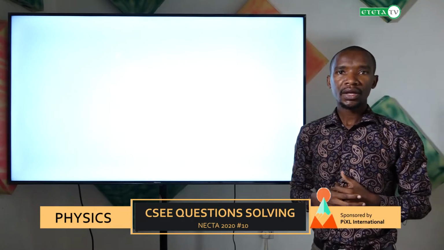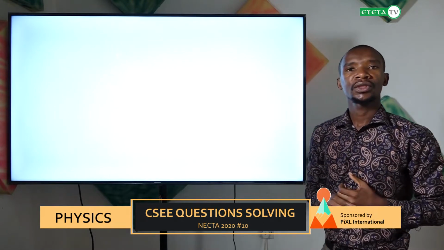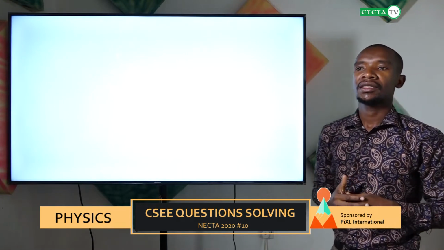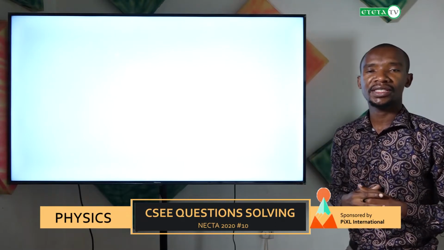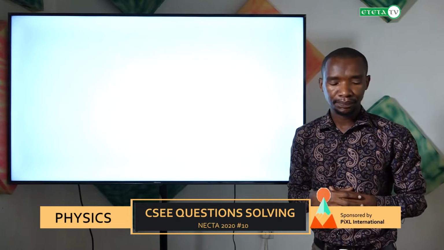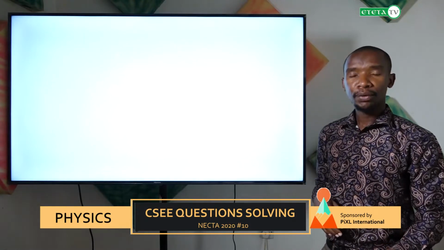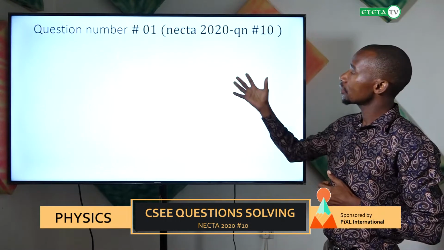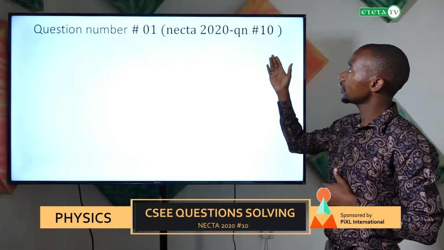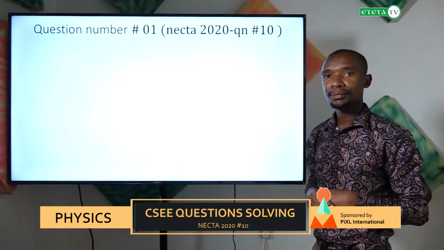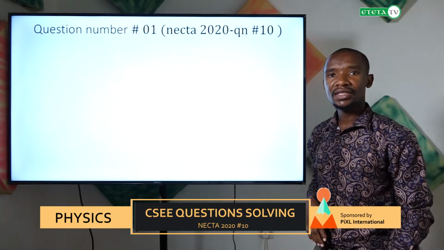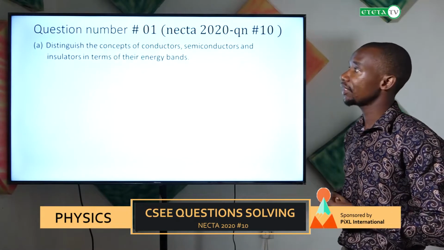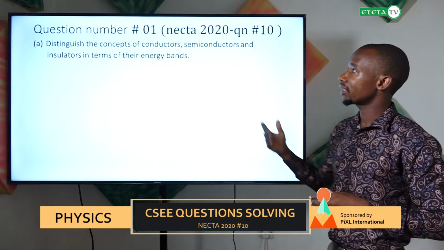Today, we are going to see how to answer correctly questions that appear in the National Examination Council of Tanzania. For example, this was question number 10, NECTA 2020. This question number 10 consists of 3 parts. We have part A.